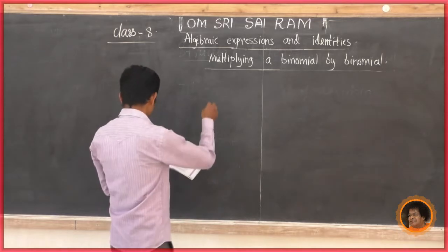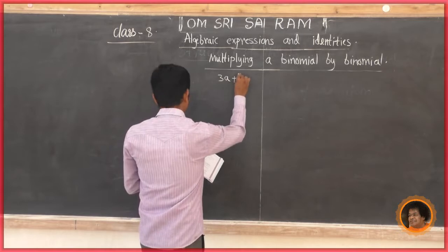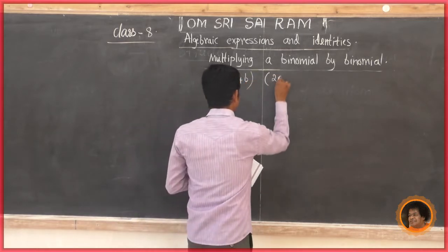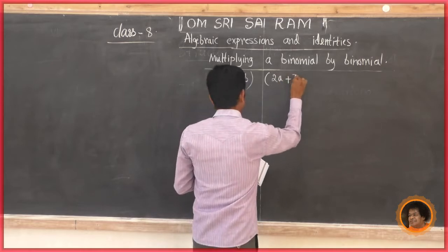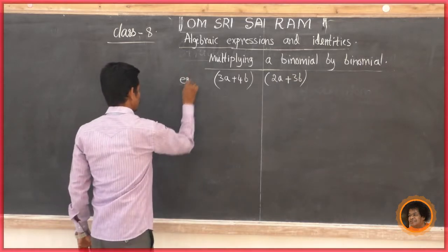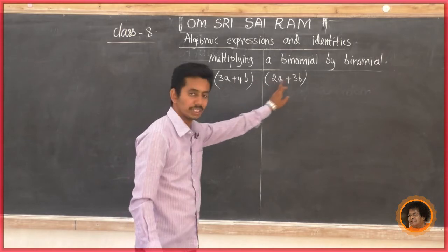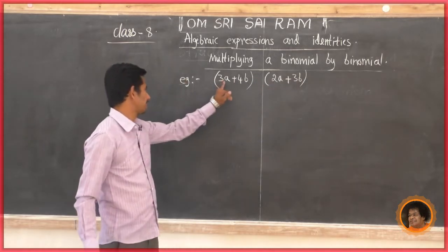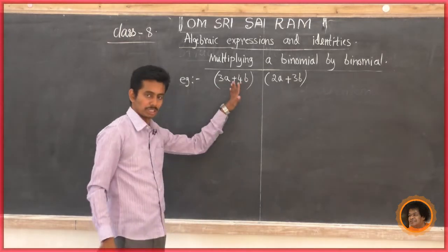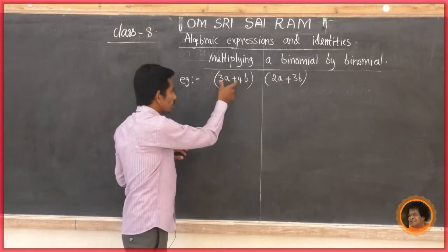First example, example 1: multiply 3a plus 4b and 2a plus 3b. Just look at the question. 3a plus 4b is a binomial. Why is it called a binomial? Because it is an expression which contains two terms: the first term and the second term.